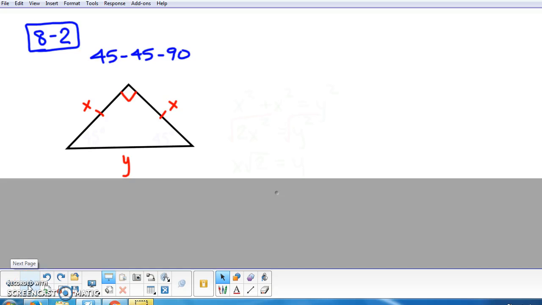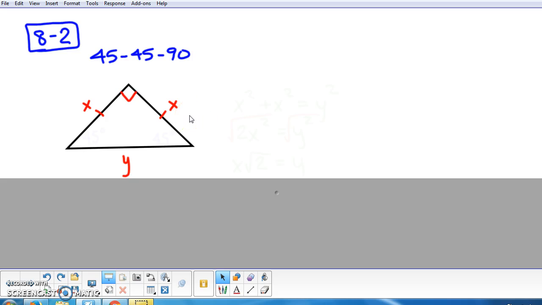This video will cover special right triangles, specifically 45, 45, 90 triangles. Certain right triangles have properties that allow you to use shortcuts to determine side lengths without using the Pythagorean theorem. Let's start with how we would use the Pythagorean theorem to find these shortcuts.